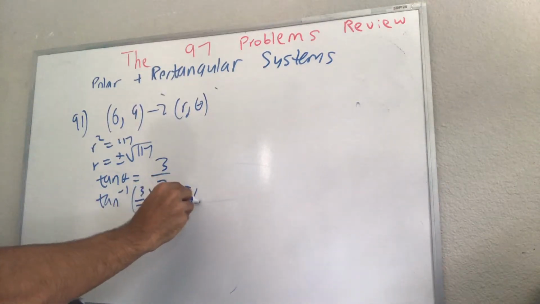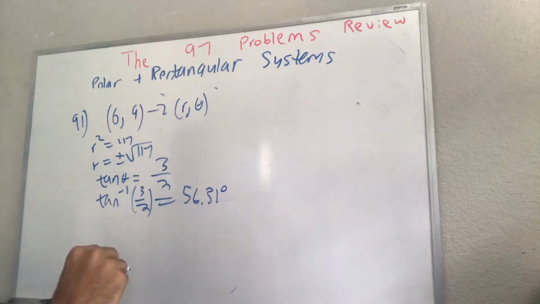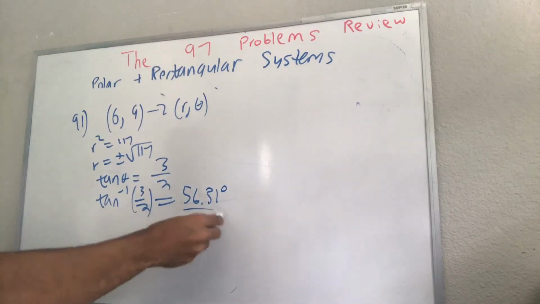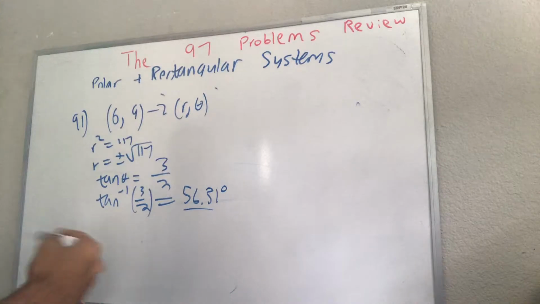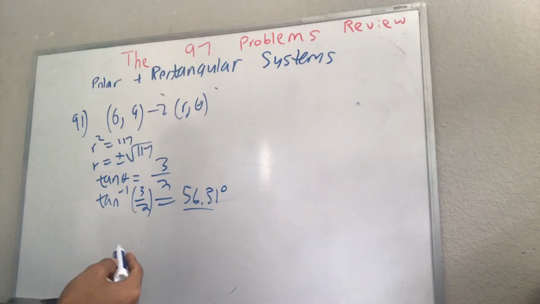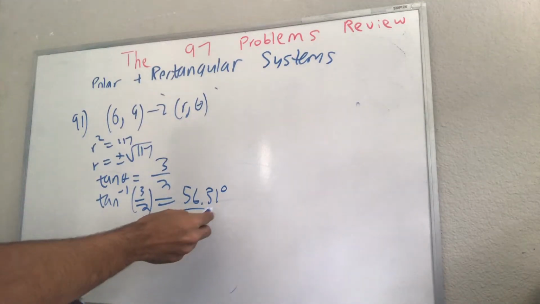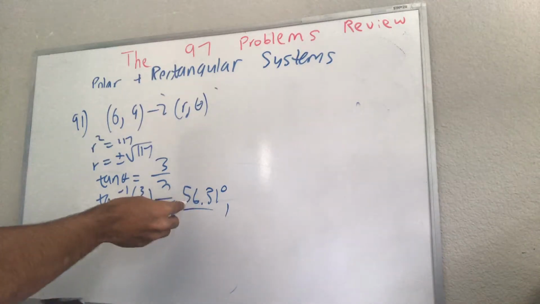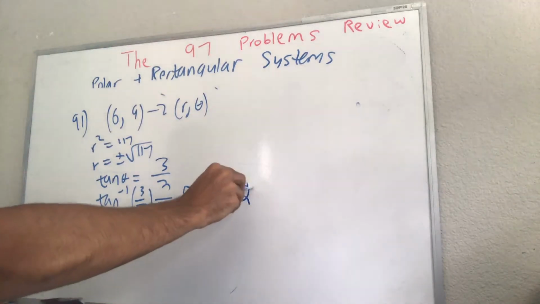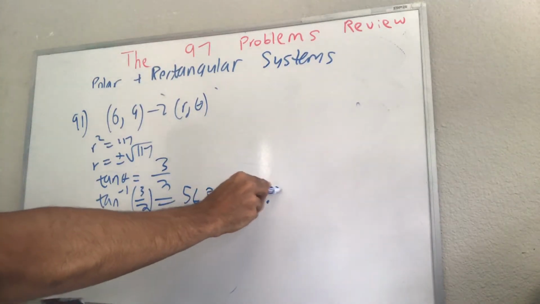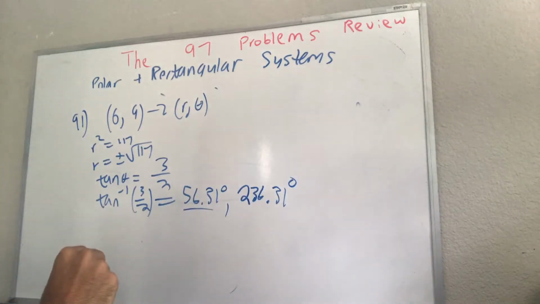So one of them is obviously 56.31 degrees, right? And by doing this, we obviously get our reference angle here, because 3 over 2 is a positive value. Well, in the third quadrant, you do tangent inverse, you should have another value in the third quadrant. And so we know this is a reference angle, so we're really just going to do 180 plus 56.31 to determine that second angle, and that gives us 236.31 degrees.